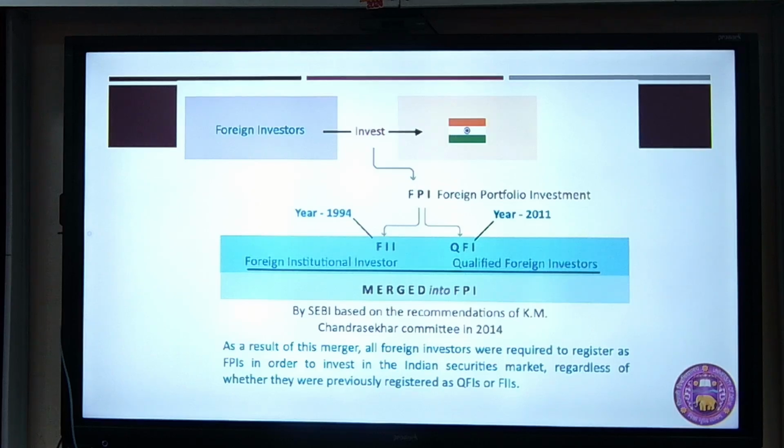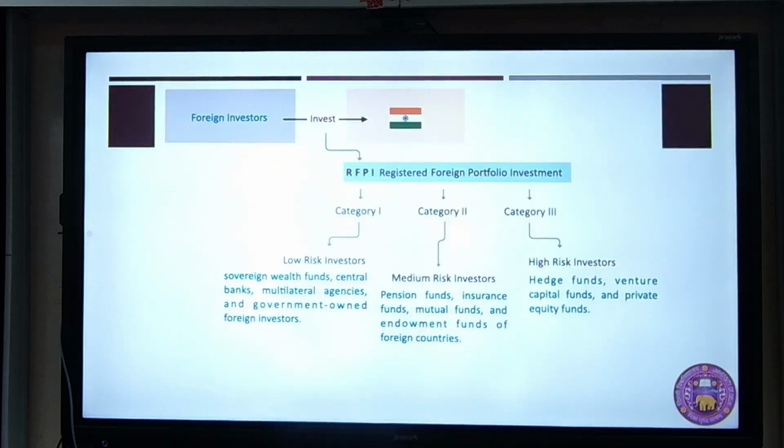But nowadays, earlier on, these used to be separate terms. FII and QFI used to be separate, but now SEBI has merged both of them into the same category, FPI, foreign portfolio investors, and they need to be registered with SEBI if they want to invest in Indian capital markets. Now these are called RFPI, registered foreign portfolio investors. They can be classified into three categories: low risk, medium risk or high risk.